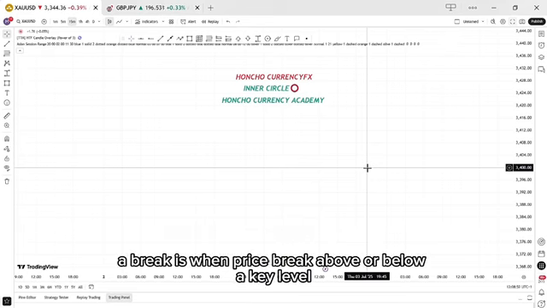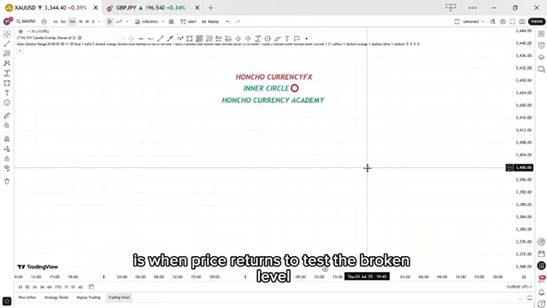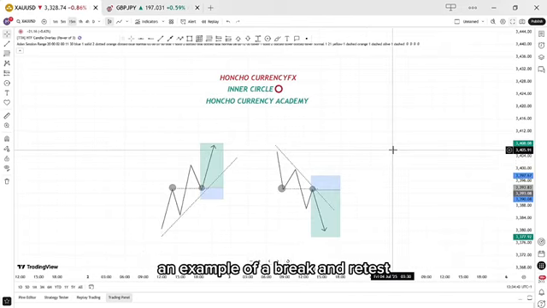A break is when price breaks above or below a key level, support or resistance, or structure. A retest is when price returns to test the broken level before continuing to the upside or the downside. An example of a break and retest.